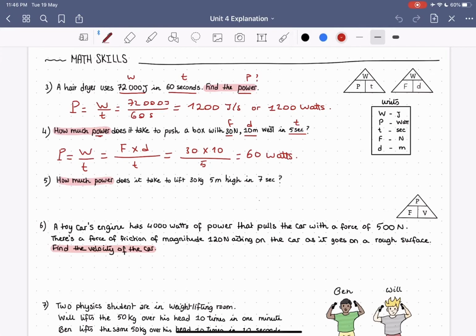Fifth question: how much power does it take to lift 30 kg 5 meters high in 7 seconds? Again, we need the power, so I'm going to state the formula, work over time. And let's check what we have and what we need to get. We do have the time, we have a distance, and we have mass. We know that work is force multiplied by distance, and we keep the time as it is, but we don't have the force here.